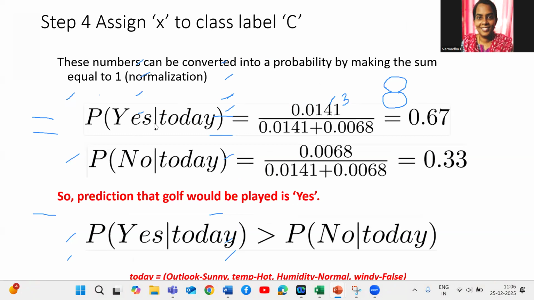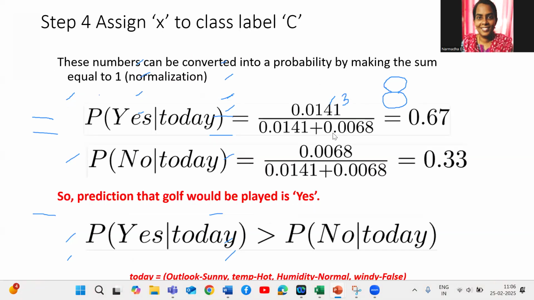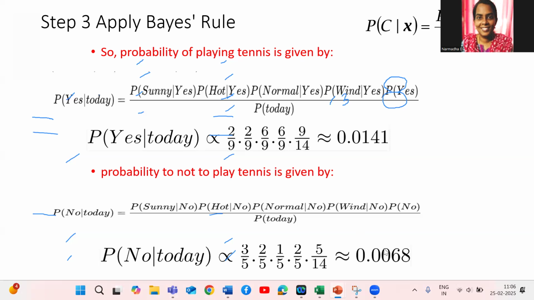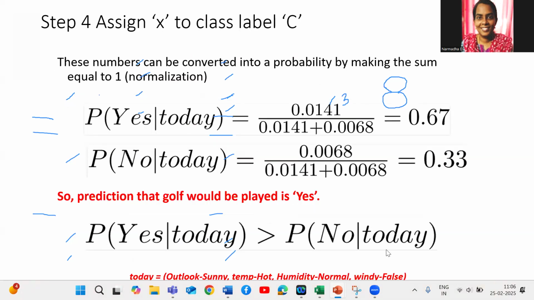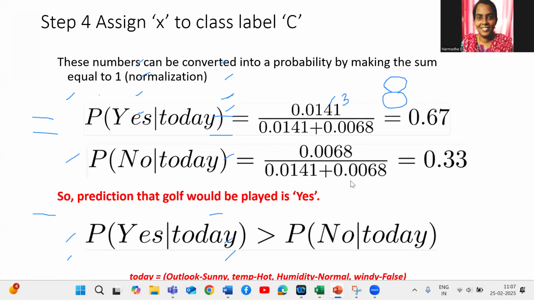The probability of yes given today is equal to the calculated probability of yes, which is 0.0141, divided by 0.0141 plus 0.0068. Similarly, for the probability of no, you will have to take 0.0068 and divide by the sum of the probabilities of both yes and no. So the denominator remains the same for both. The probability of yes is given as 0.67, and no as 0.33.